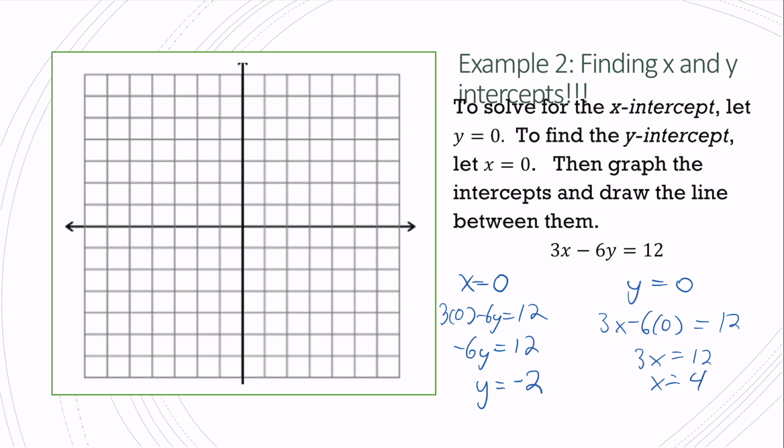And what I want us to get in the habit of is writing these as ordered pairs. So I know when x is 0, y is negative 2. And when x is 4, y is 0. Remember, our x always comes before our y.